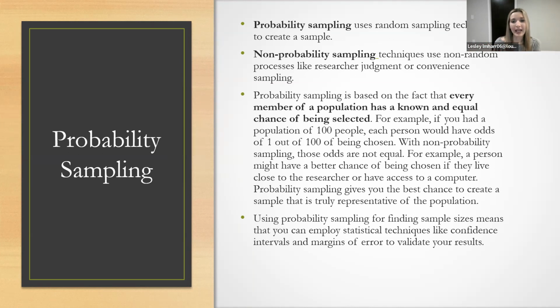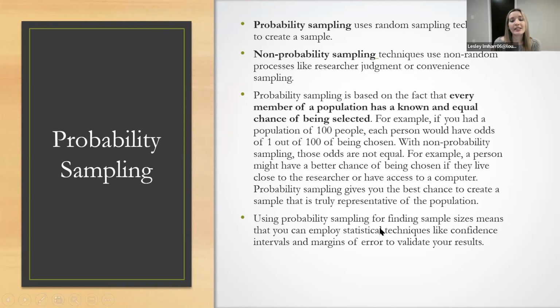Okay, probability sampling gives you the best chance to create a sample that's truly representative of the population, because using randomization actually increases your trust, and it really links to this idea of reliability and validity that is commonly used in research. So using probability sampling for finding sample sizes means that you can employ statistical techniques like confidence intervals and margins of error to validate your results.